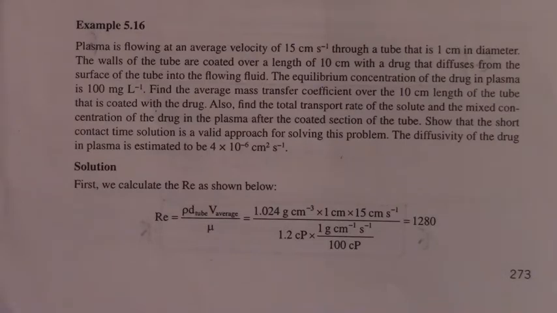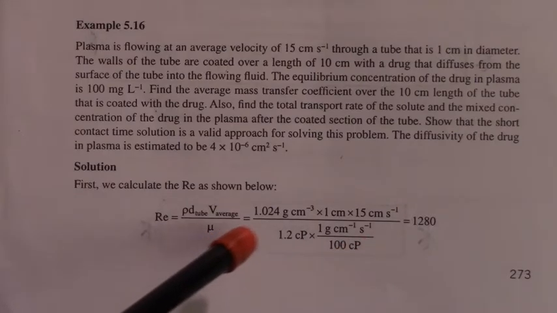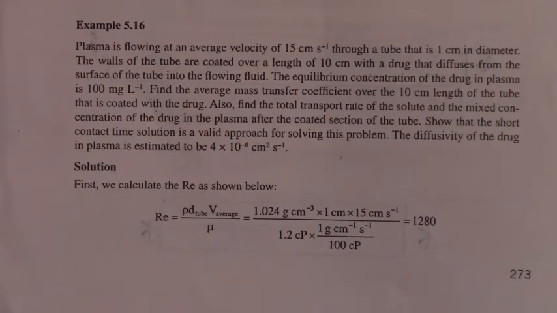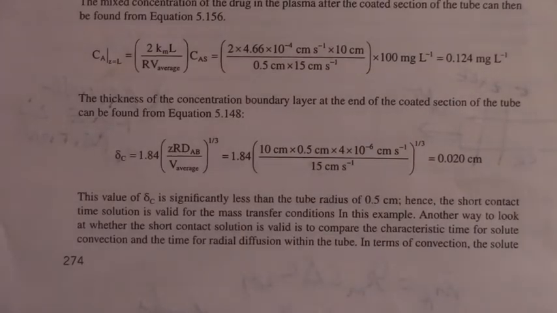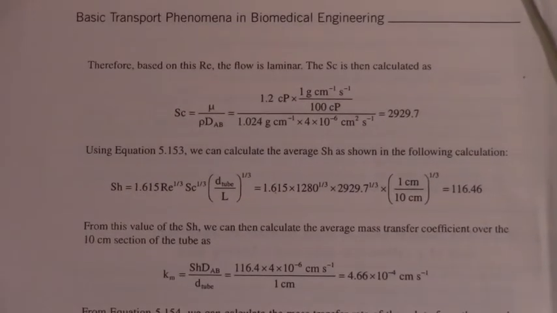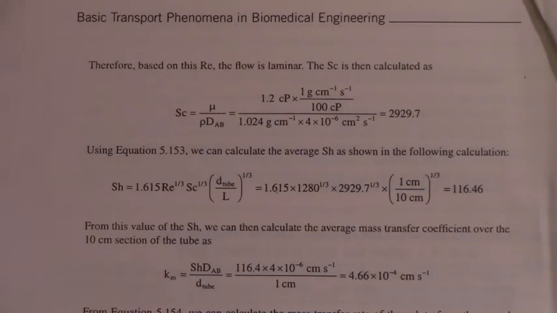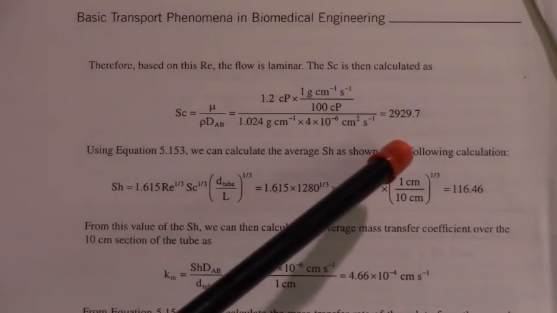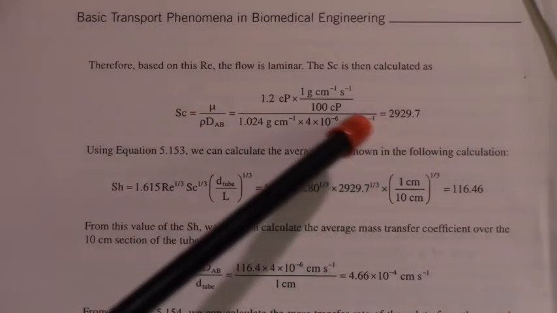So the first thing we want to do is calculate the Reynolds number, which I show down here. So you take all the properties, put them into the Reynolds number. We get 1,280, which tells us that we have laminar flow, which is good. So knowing that we have laminar flow, we can apply the short contact time solution for laminar flow mass transfer in a cylindrical tube. So we calculate the Schmidt number, as I show right here. You can see it's almost 3,000.